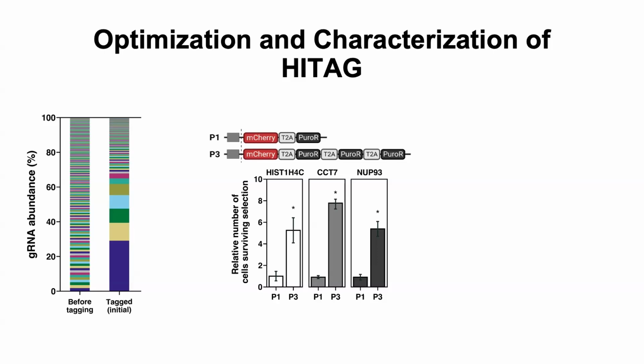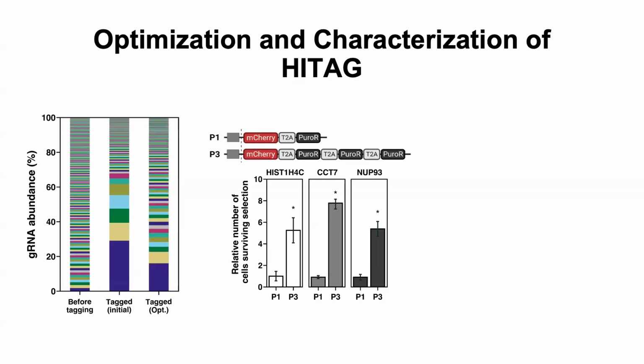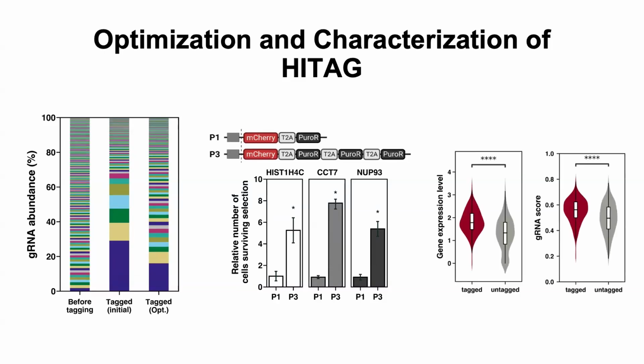When we applied the improved transfection conditions and the optimized tagging constructs, we observed a clear improvement in the distribution of tagged genes, with more genes being present in the final tag library with overall less skewness. While HITAG enabled us to tag hundreds of proteins at a time, not all genes we wanted to tag ended up in the final library.